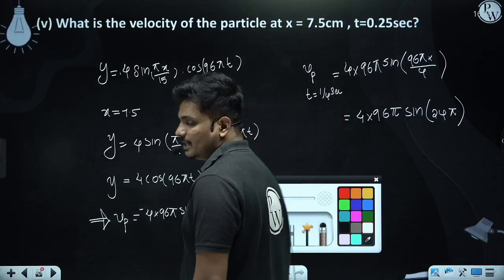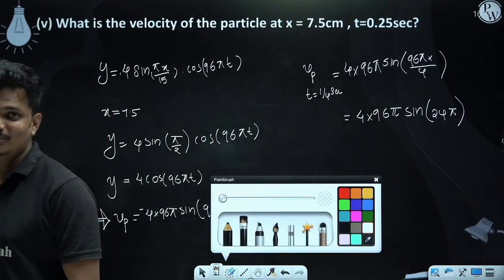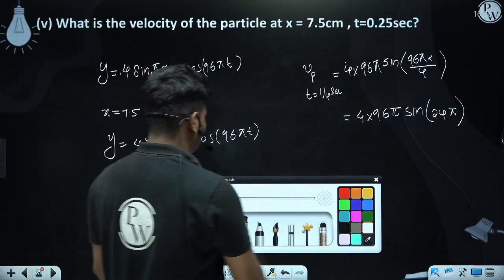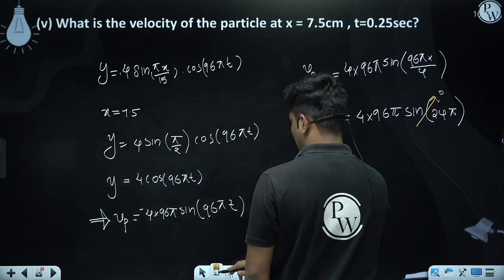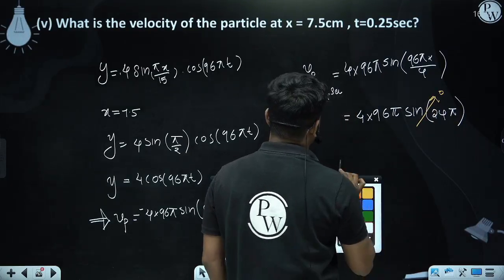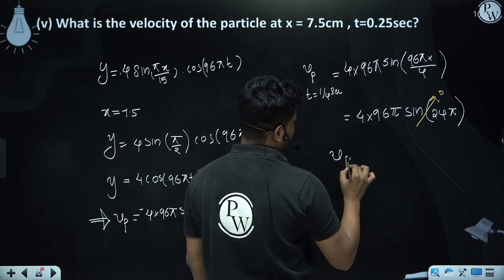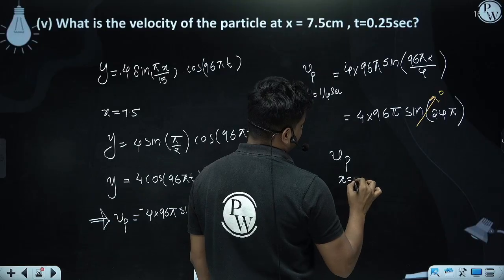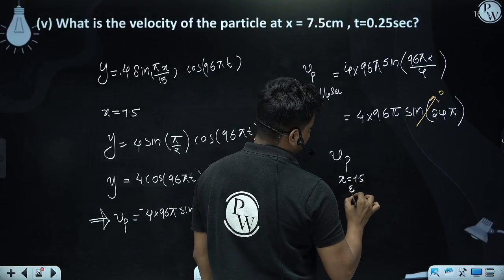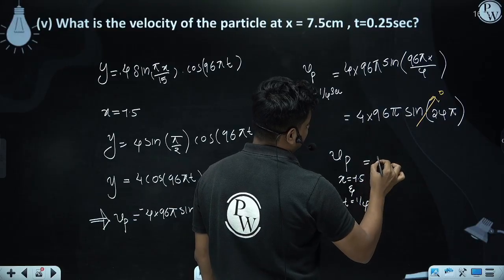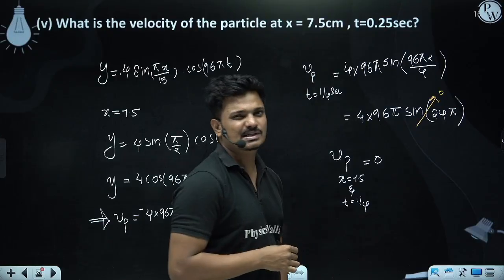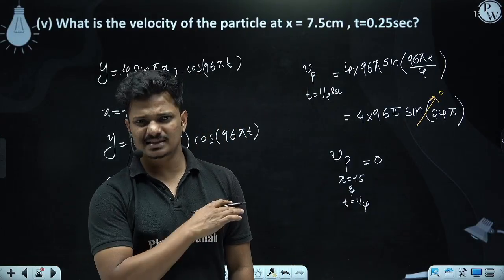So what is the sine of n pi? Sine of n pi is 0. So this term is 0. From this what can we say? We can say the velocity of the particle at x equal to 7.5 and at time equal to 1 by 4 is 0.